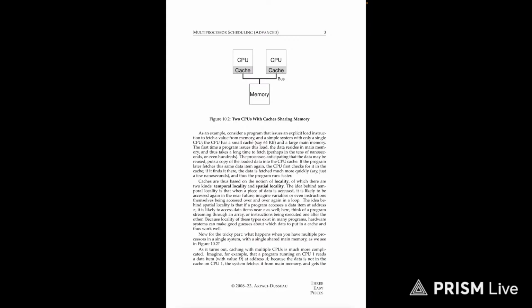Then assume the OS decides to stop running the program and move it to CPU 2. The program then reads the value at address A, and there is no such data in CPU 2's cache, so the system fetches the value from the main memory and gets the old value D instead of the correct value D dash. Oops, this general problem is called the cache coherence problem.